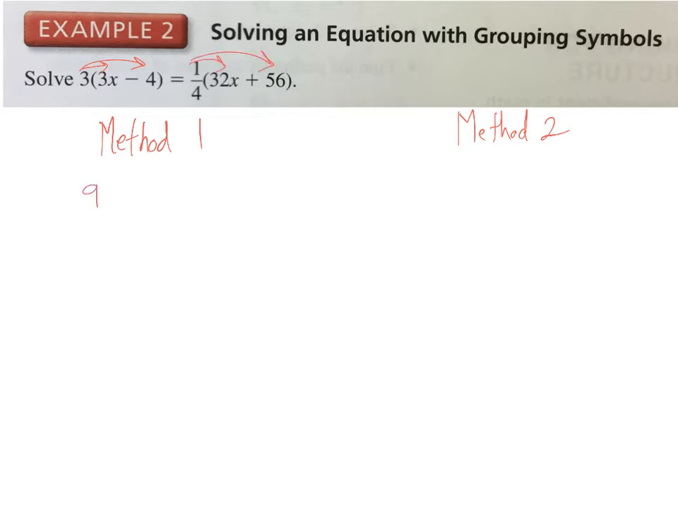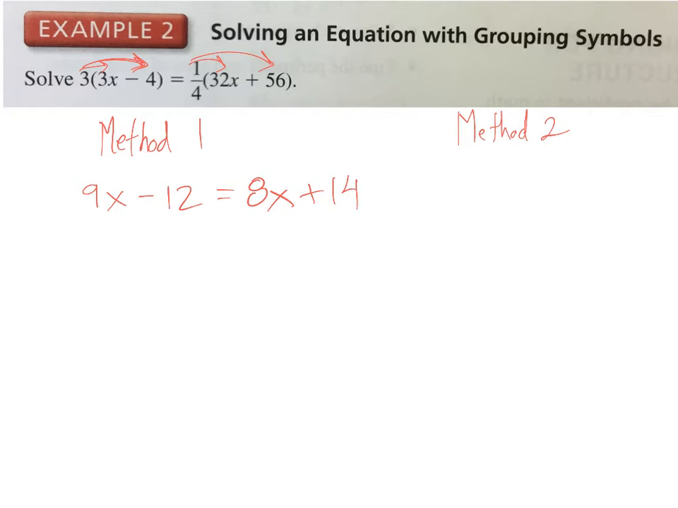So I have 9x. Don't forget to distribute to the second term. A lot of students forget that important piece. Now I have 1/4 of 32. In other words, what's 32 divided by 4? Well, that's 8. And I have 1/4 of 56. What's 56 divided by 4? That's going to be 14.